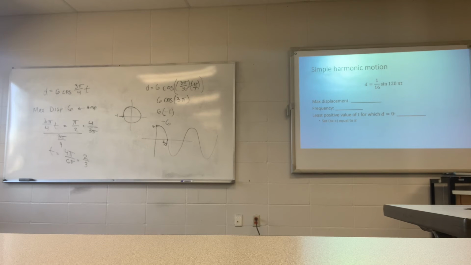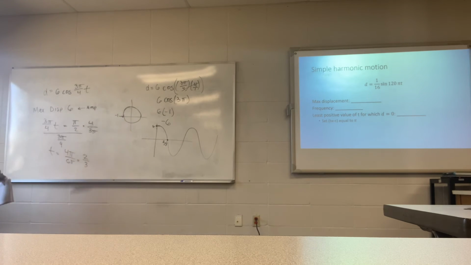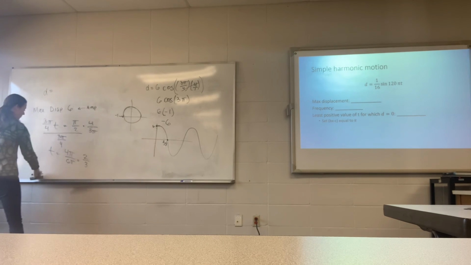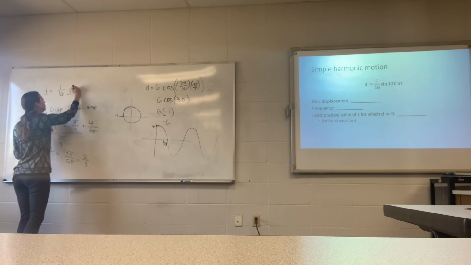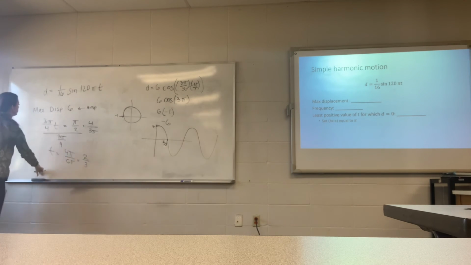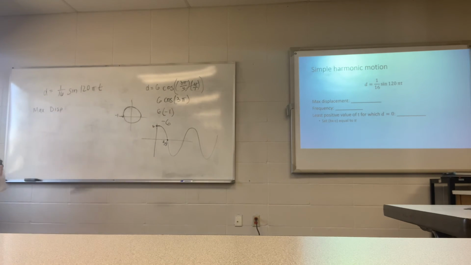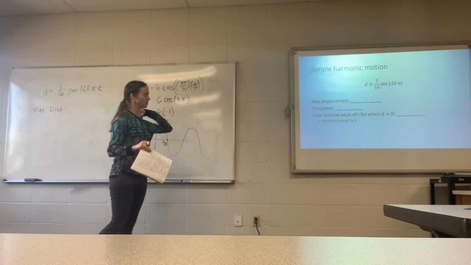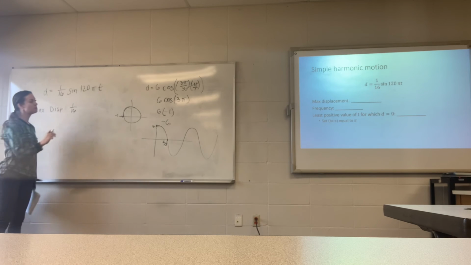So this one, we have the equation d is equal to 1/16 sine of 120 pi t. So if we answer our questions, we have our max displacement. Blake, what do you think that'll be? 1/16. Yeah, 1/16. So this one doesn't go very high or low at all. So it's just 1/16. Remember, that's the same as the amplitude.